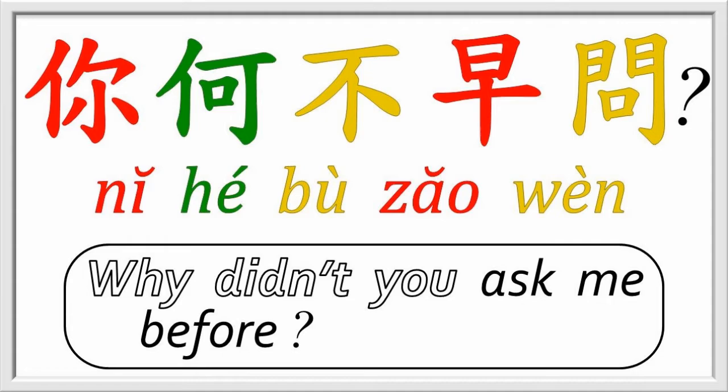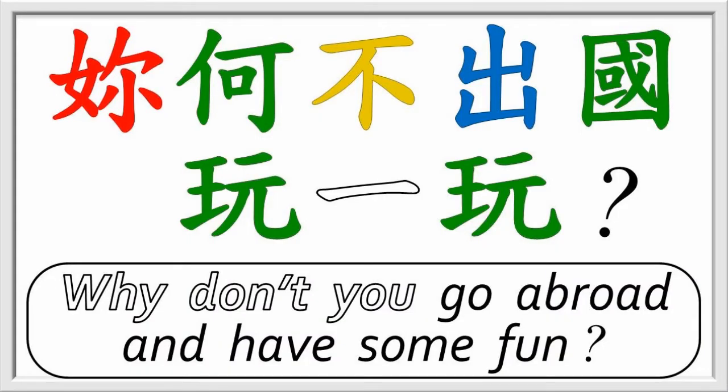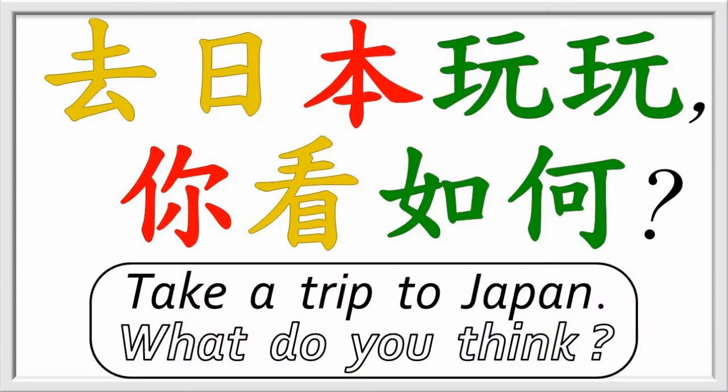你何不早问? Why didn't you come out and say so? Why didn't you ask me before? 王太太何时回国? When will Mrs. Wang return from abroad? 你何不出国玩一玩? Why don't you go abroad and have some fun? 去日本玩玩, 你看如何? Take a trip to Japan. What do you think? Literally, how do you see it, this idea of mine?